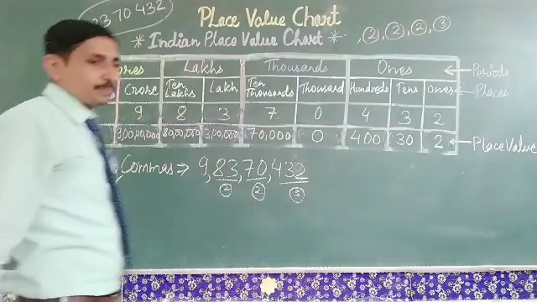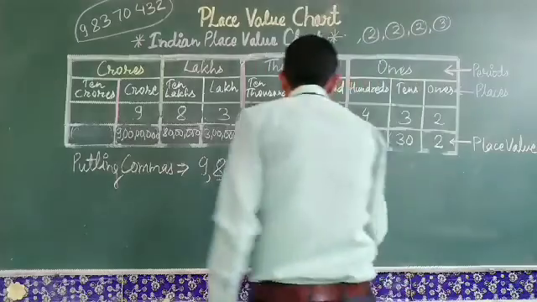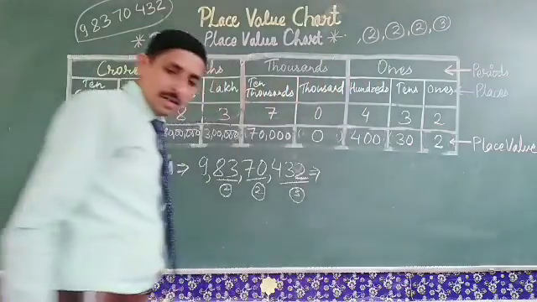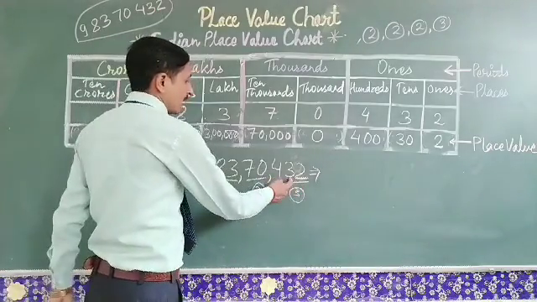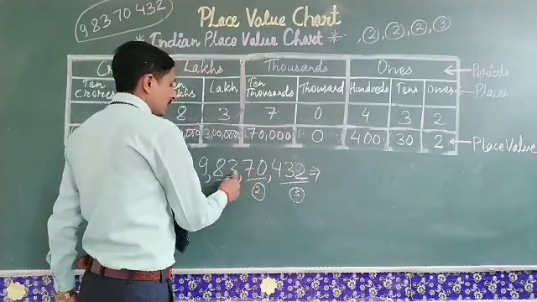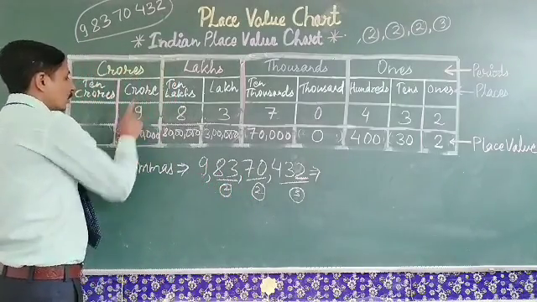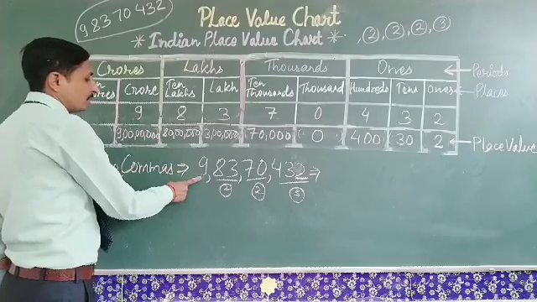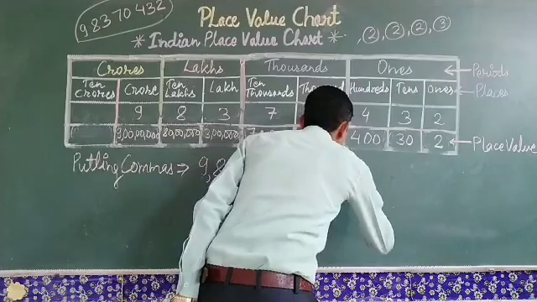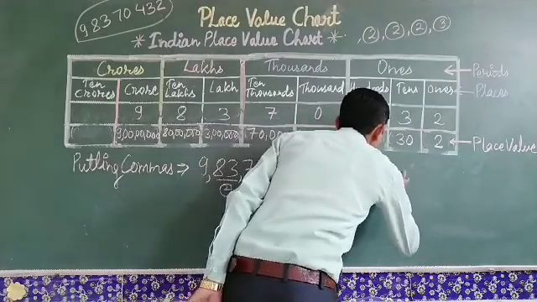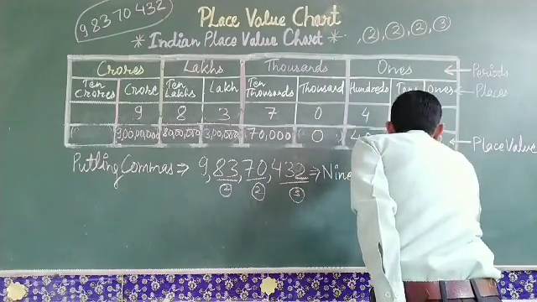Now how to read the number or express the given number in words? You count the places: ones, tens, hundreds, thousands, ten thousands, lakh, ten lakh, crore. 9 falls in the crore place, so the highest place value of 9 is 9 crore. So write 9 crore, then 83 lakh.